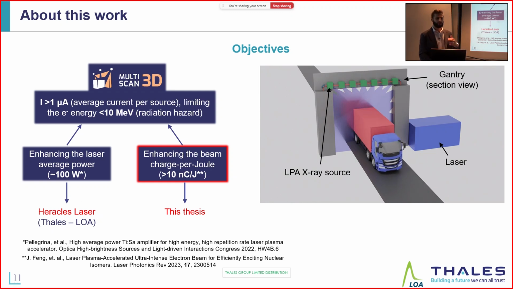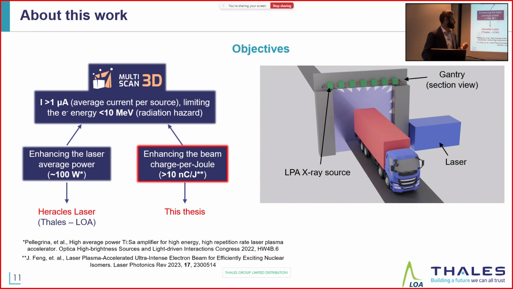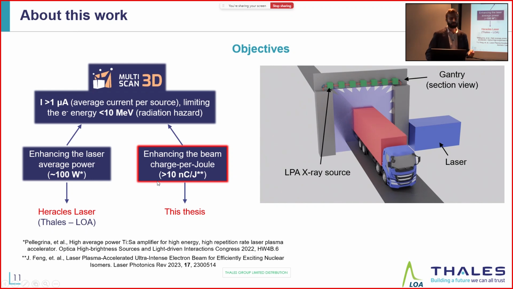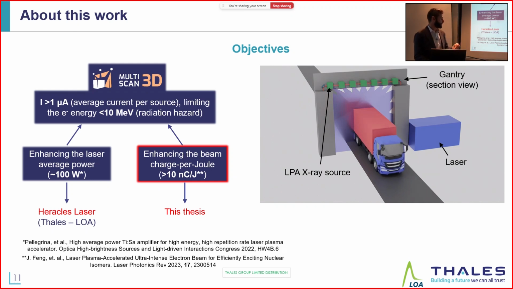This is not really what I do in my thesis. What I did was the second front, the improvement of the charge per joule. It's very simple to get the requirement, the need in terms of charge per joule, from the average current and the average power of the laser system. So in my thesis, what I actually did is really working on improving the charge per joule of these sources.